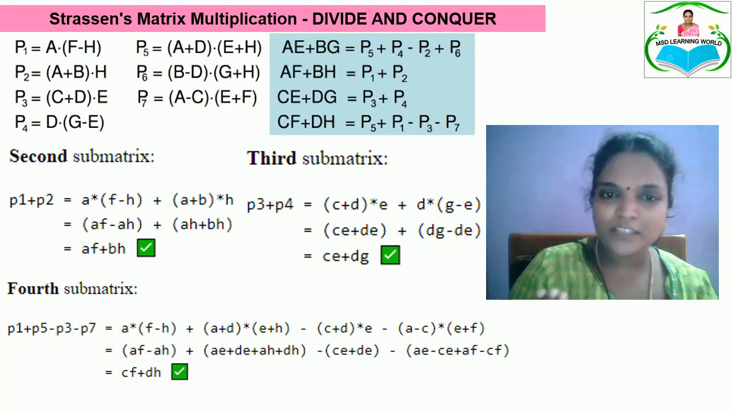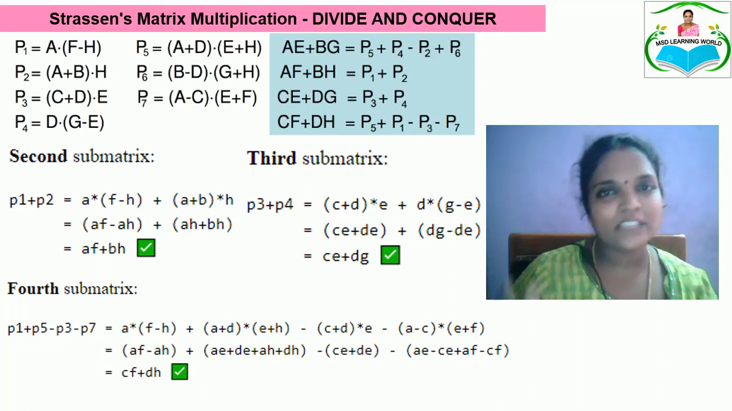Similarly, for the third submatrix, CE plus DG equals P3 plus P4. P3 is (C plus D) into E, and P4 is D into (G minus E). When we expand, we are able to get the original value CE plus DG.